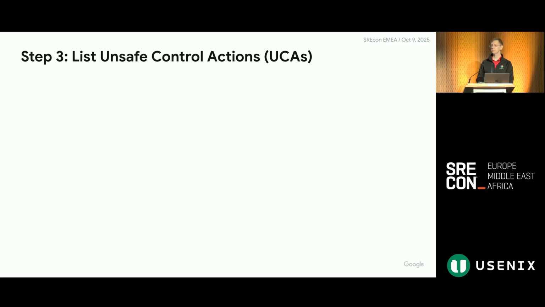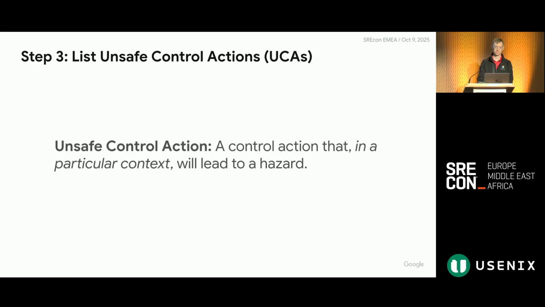So in step 3 of STPA, we list out all the unsafe control actions, or I'm just going to use the abbreviation UCAs. A UCA is a control action that, in a particular context, will lead to a hazard. And as we'll discuss, that context, or the circumstances surrounding the control action, is really key to whether that control action is going to be safe or unsafe.